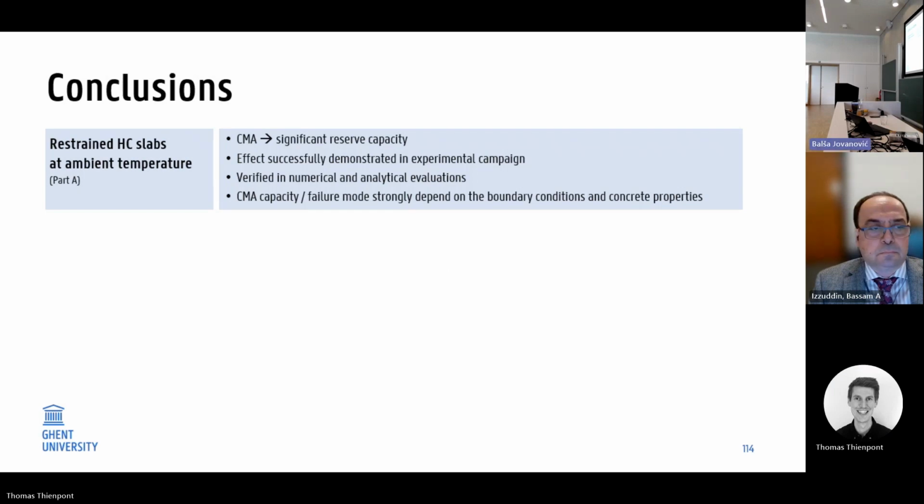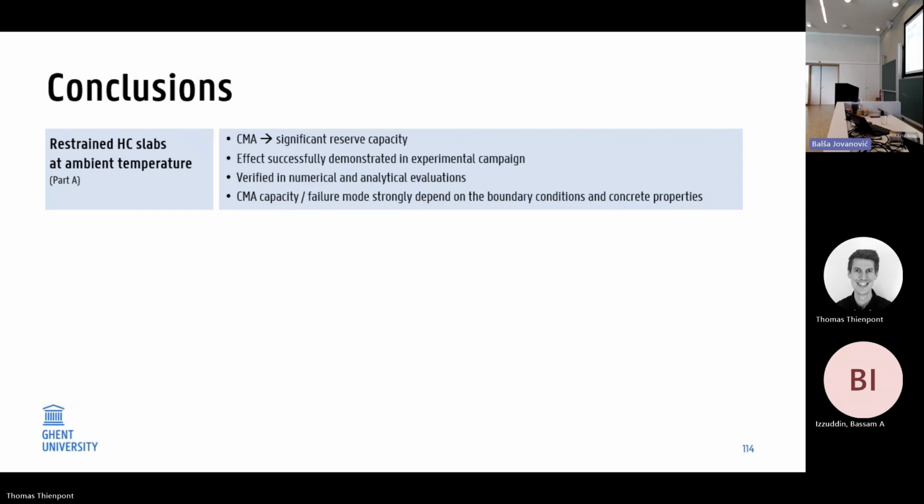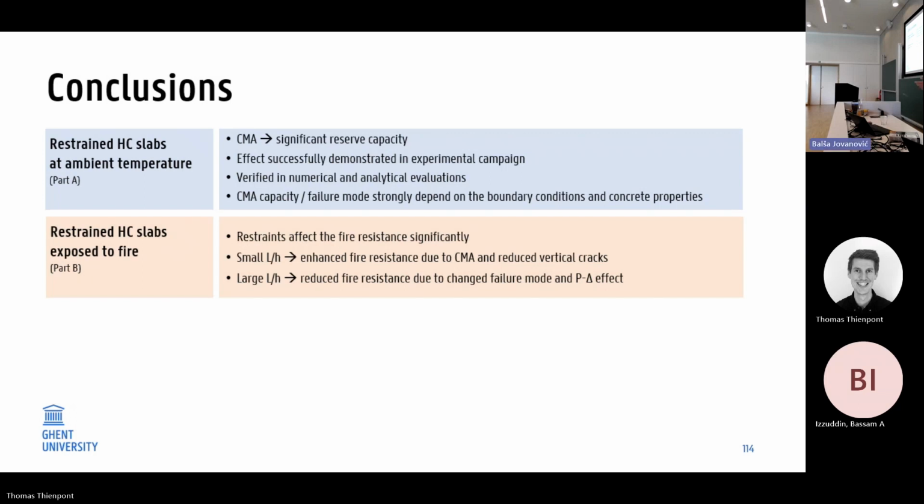So the conclusions from part A, I'm repeating myself a little bit. So first of all, we did an experimental campaign, and then we also verified the results from the campaign with analytical and numerical models. And what we saw is that compressive membrane action can lead to significant reserve capacity in concrete hollow core slabs, and it can also alter the failure mode. Secondly, in part B, we increased the complexity and we also looked at the case of fire. And there again, we saw that restraints can very strongly affect the fire resistance of these concrete hollow core slabs.